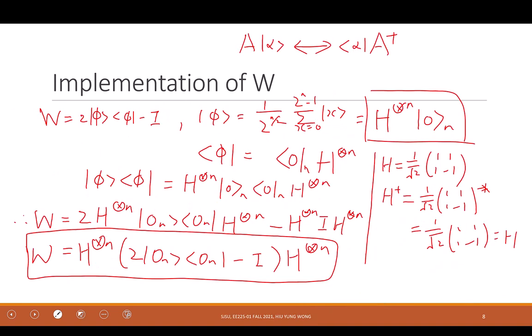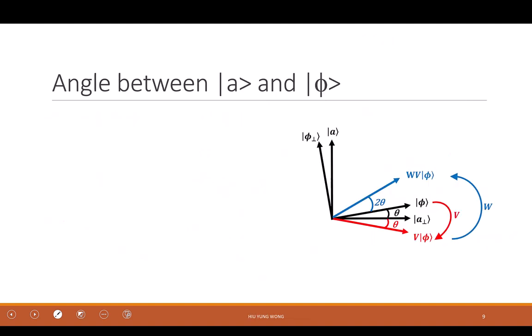So good. Now we know W, we know V, we know all the vectors, and we know the algorithm. The last thing we need to know is what theta is. Once I know theta, I just keep flipping, flipping, flipping. And then I need to show you again how many times you need to flip to get A. Then we are done with the algorithm.